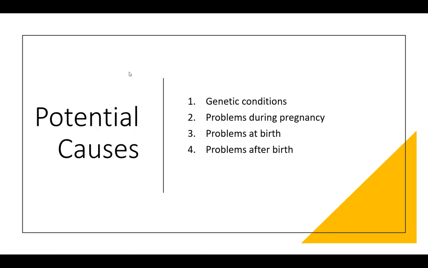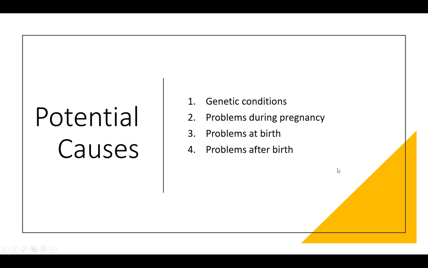What we know about potential causes, there's genetic conditions that cause intellectual disability. That would be something like Down syndrome, where there's an actual chromosomal difference that's genetic. There could be problems during pregnancy. There could be problems at birth or problems after birth. Number 2, problems during pregnancy. Those would be things like kids who suffer from fetal alcohol syndrome. The mother drinks heavily, maternal drug use. You can see sometimes those cause intellectual disability.